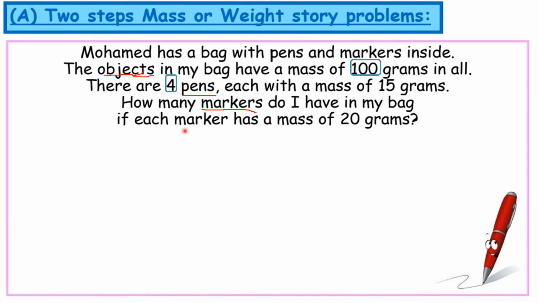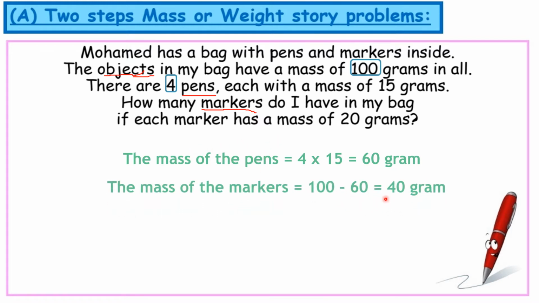If I have 4 pens and each pen is 15 grams, let's find the mass of all the pens together. So the mass of all the pens is 4 times 15, which will be 60 grams. Okay, so all the mass is 100 grams and only the pens are 60 grams, so the mass of the markers is 100 minus 60, which will be 40.